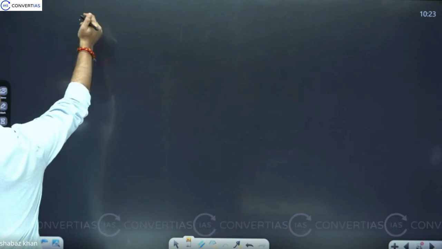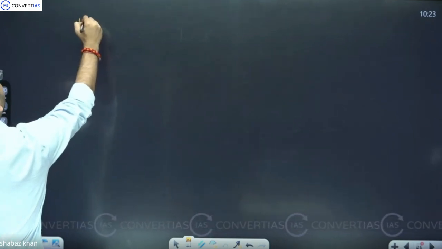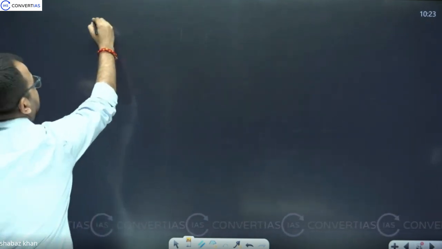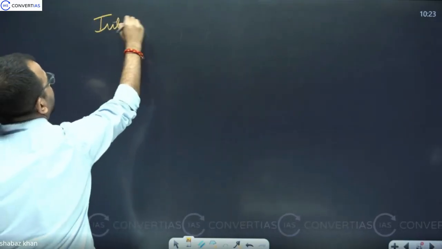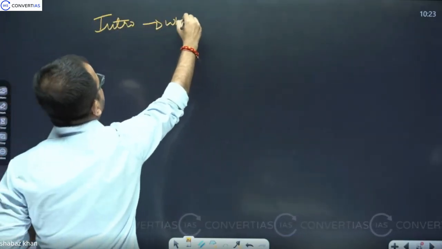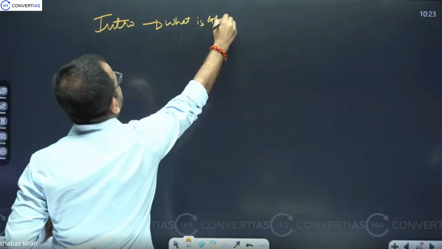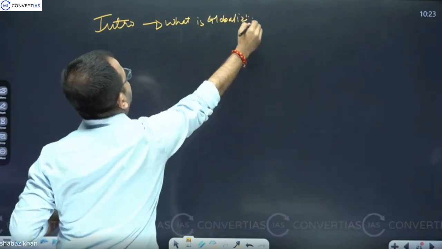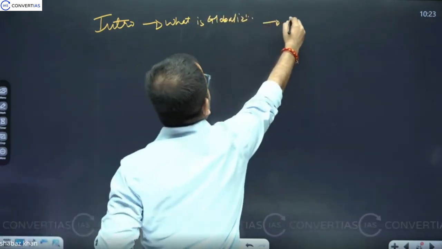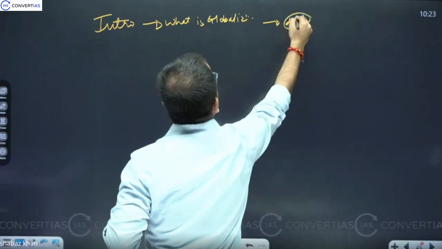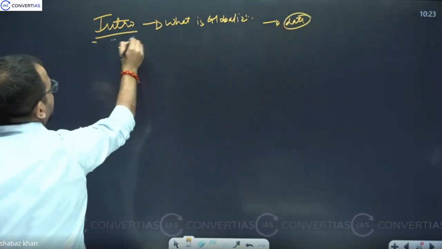Now do tell me, there are two approaches to write this. In the intro, you can write down the globalization. What is globalization? You can write that down. Or if you want to write a data also, you can write a data. Okay? You have the liberty to write it.